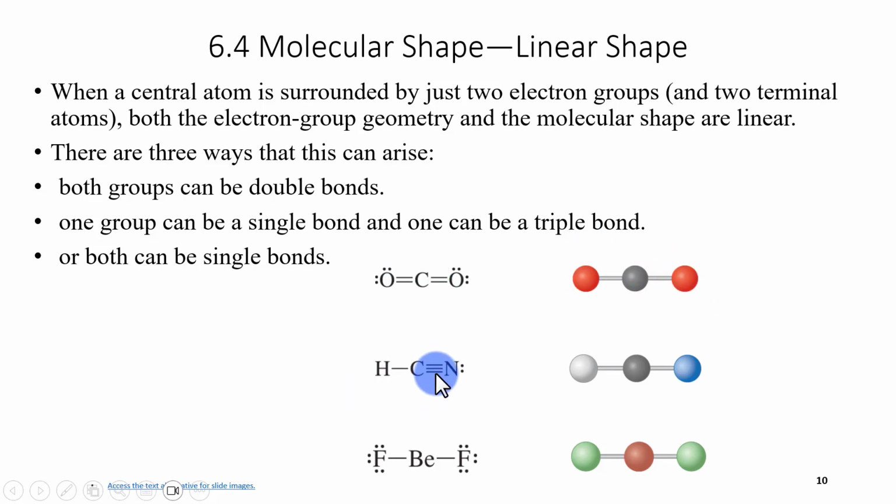I can have a single bond and a triple bond. That gives me still 2 electron groups around the carbon. 1, 2. So it doesn't matter if it's a single bond or a triple bond, they both count as 1 each, as in the case of HCN. Or I can have 2 single bonds, as in the case of beryllium fluoride. And here it is. 1 single bond with 1 fluorine and 1 single bond with the other. And beryllium is happy even with just 4 electrons around it. It's one of those exceptions to the octet rule.